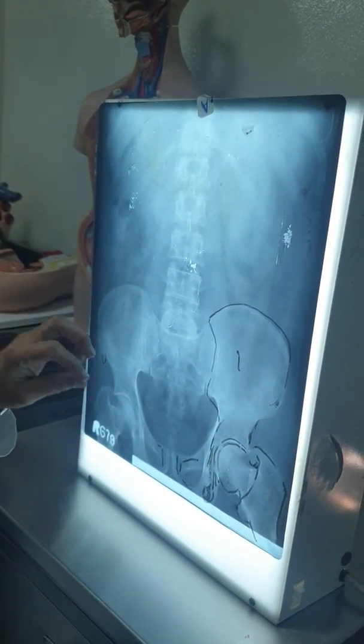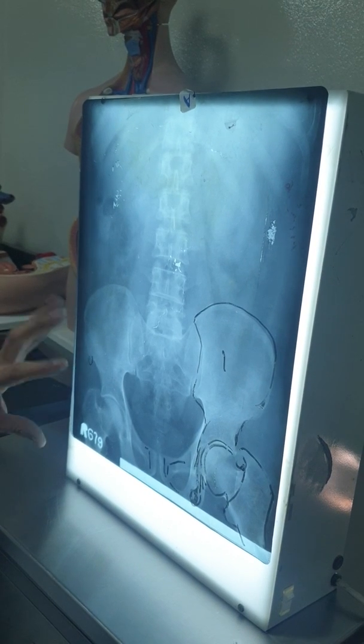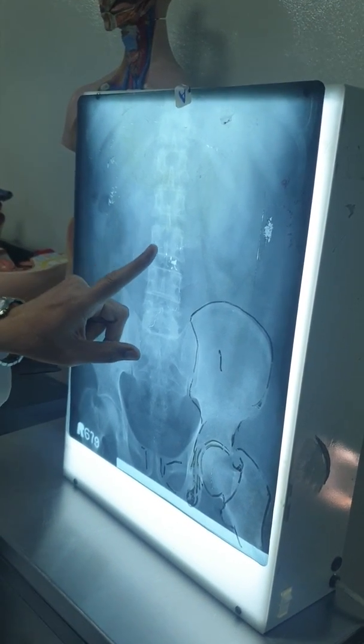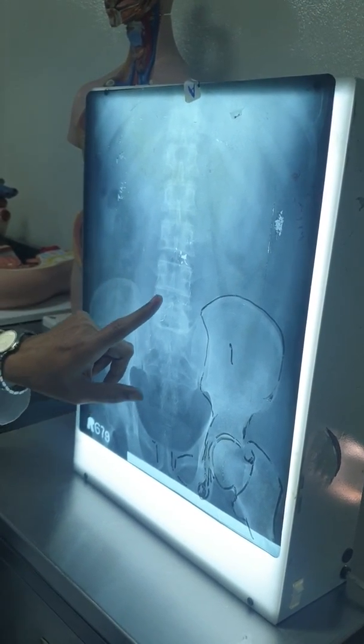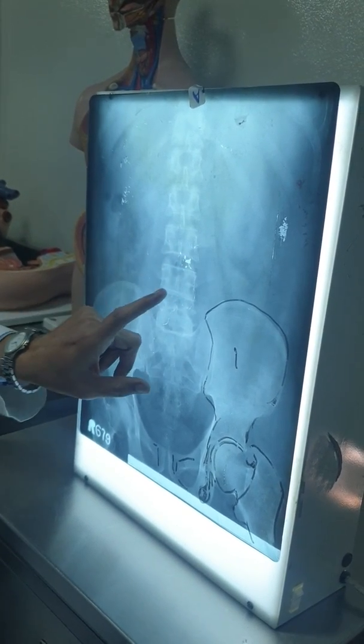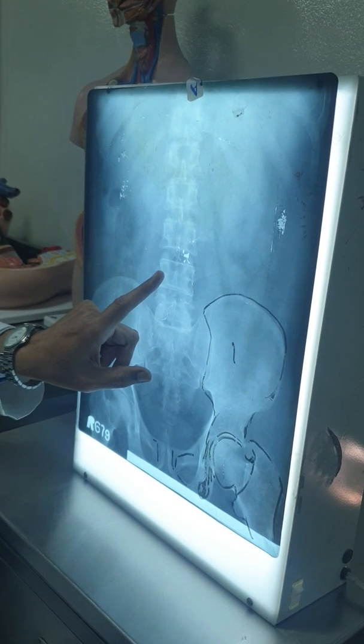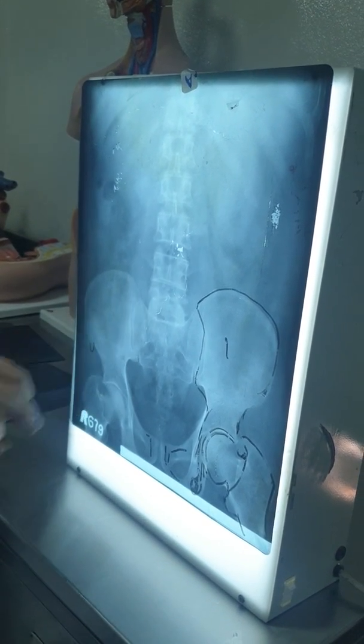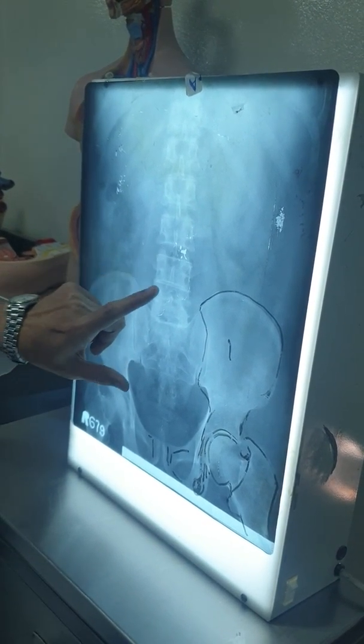Now the bones we'll concentrate on, bones one by one, and then the joints. These are the lumbar vertebrae, you know already, and these are the spines, what you see. These are the transverse processes. Transverse processes are small, the spines are more prominent. This is the intervertebral space.